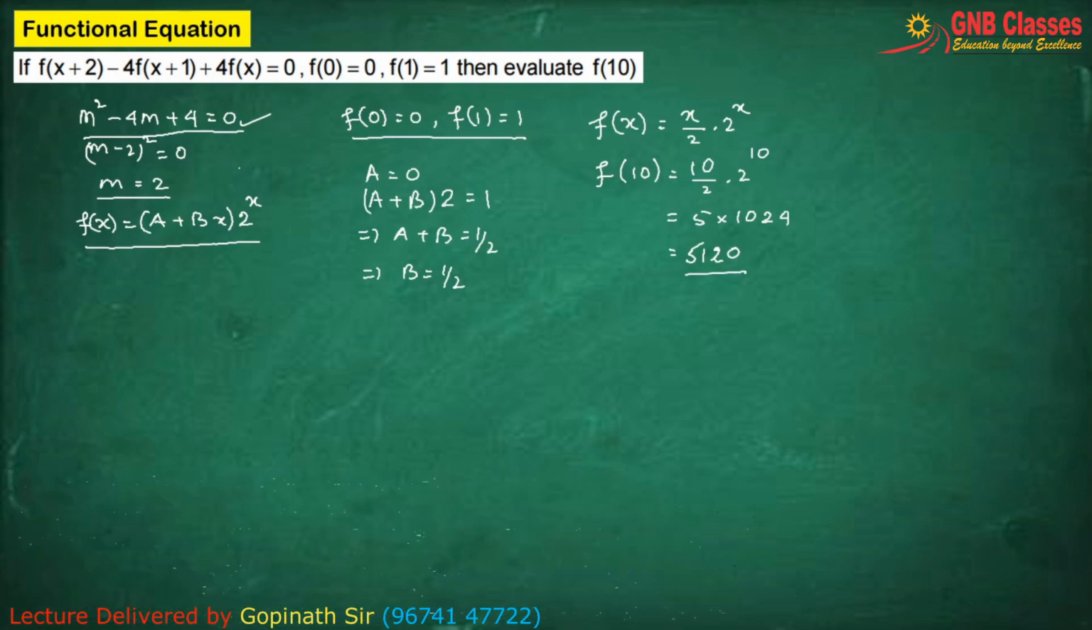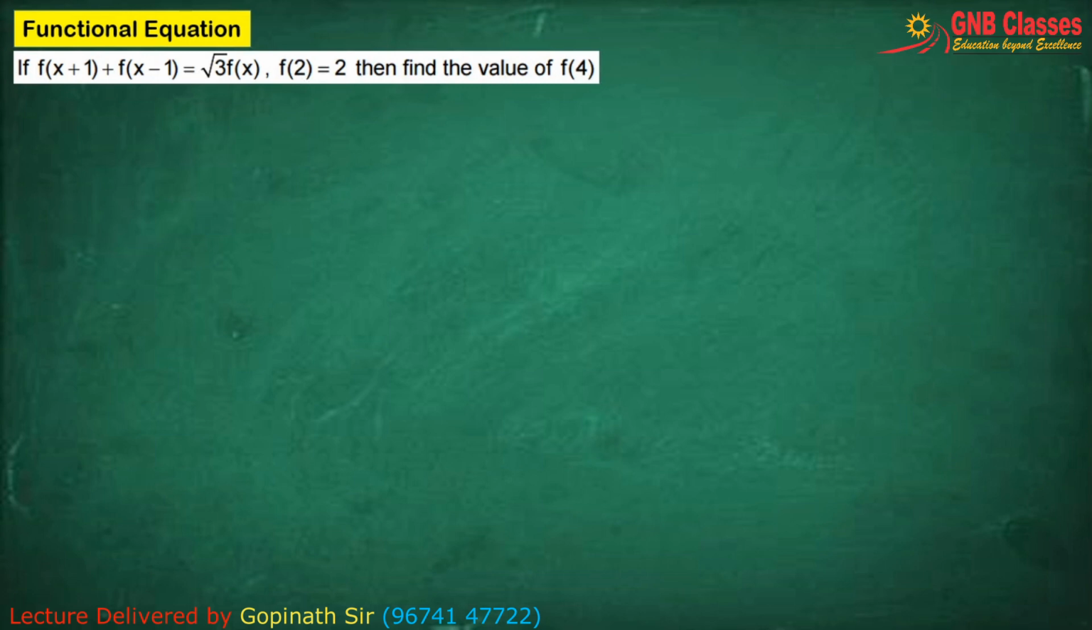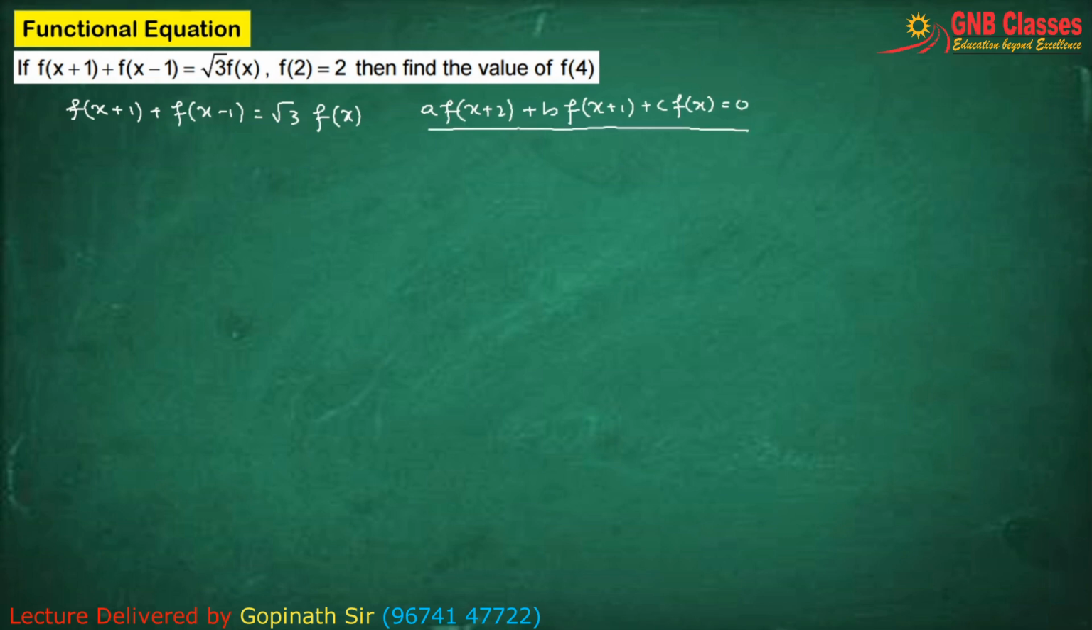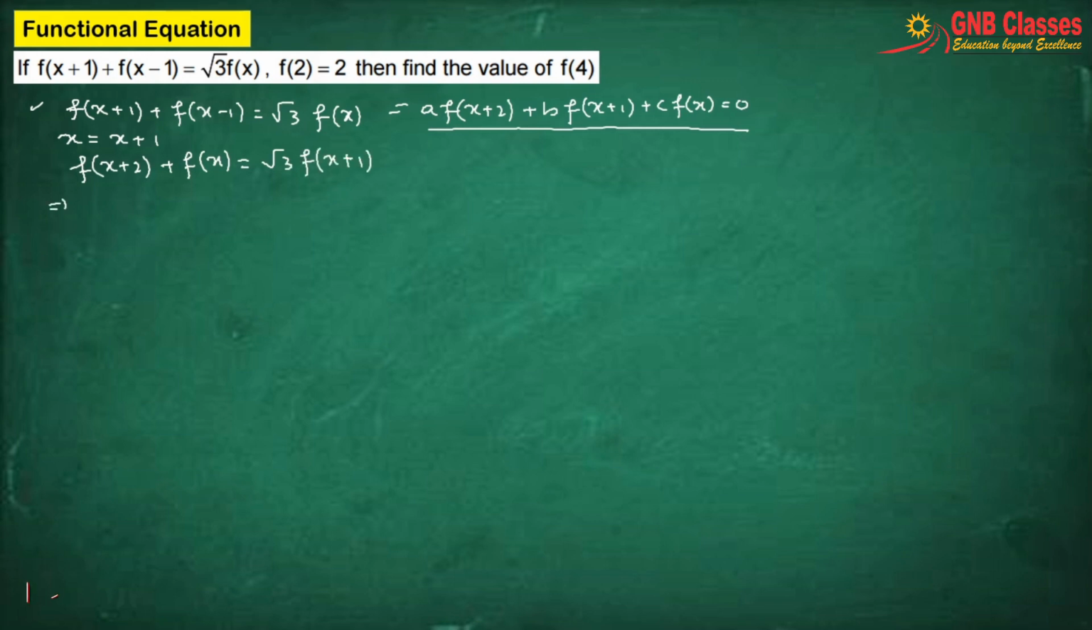Now let me take another sum. Here you see the given function is f of x plus 1 plus f of x minus 1 equals root 3 f(x), right? Now in this case, the equation is not in the form of a into f of x plus 2 plus b into f of x plus 1 plus c into f(x) equals 0. It is not in the form like this. So we have to manipulate the values of x so that this equation becomes in the form of this equation, right? So in place of x I am putting x plus 1. I am taking everything to the left hand side, so we get.